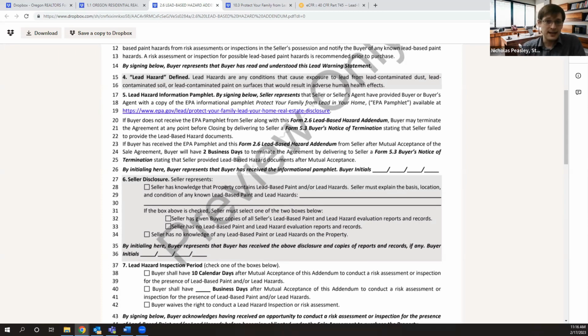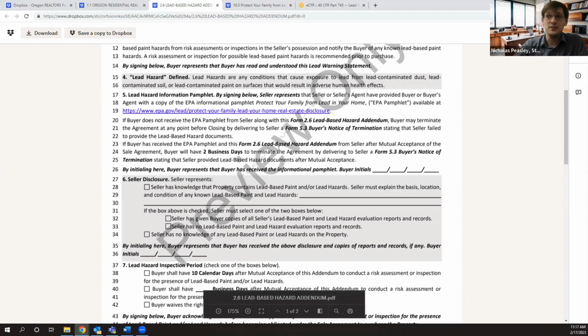So if 3 days later into the contract, the seller finally delivers the pamphlet, the buyer gets 2 days to terminate, but they can't wait 28 days and then say, actually, seller, you delivered that pamphlet late, so I'm going to terminate this contract. You had your chance. It was 2 days after the documents were all delivered post mutual acceptance.